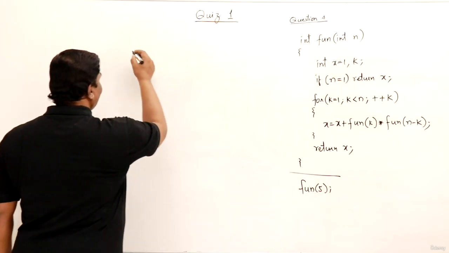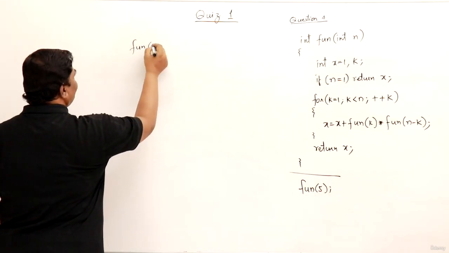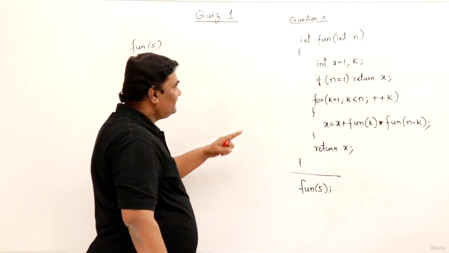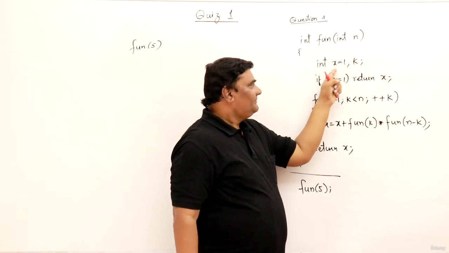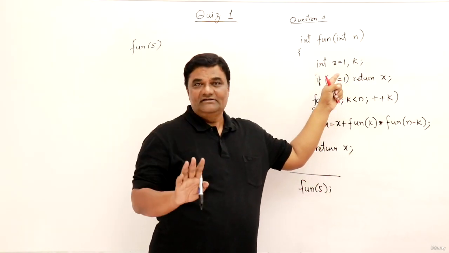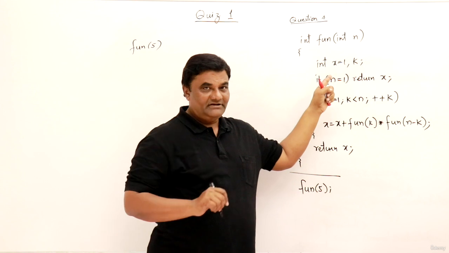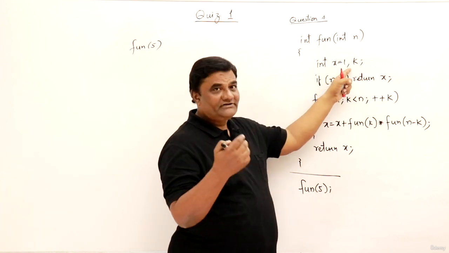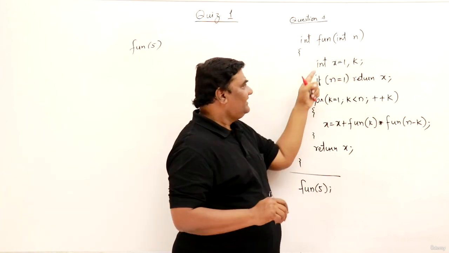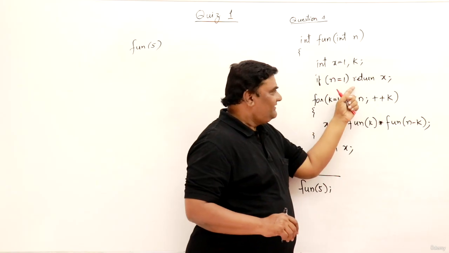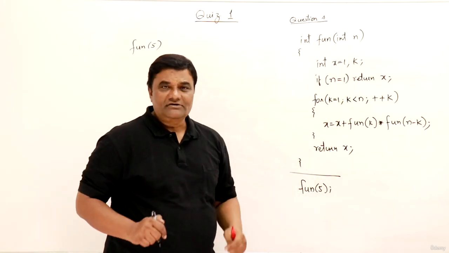So fun of 5. Then these are local variables. Yes, these are not static. So in every call x will become 1. Remember this. K is also newly created in every call. Okay, we will use them. N is equal to 1, return x. No, it is not 1.